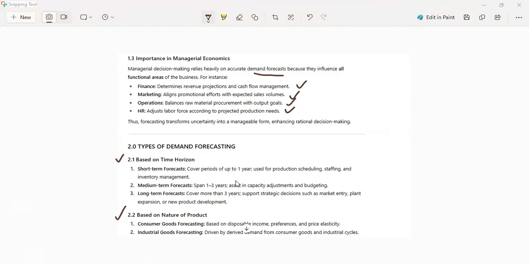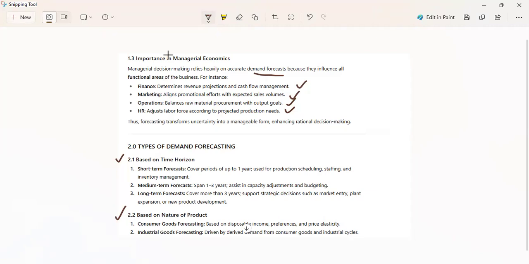This one assists with capacity adjustments and budgeting. And long-term focuses on more than 3 years, these ones are there to support decisions such as market entry and expansions of the plant. The other determinant of demand forecasting would be the nature of the product. If the product is a consumer or an industrial good, that will determine what kind of forecasting method we use.